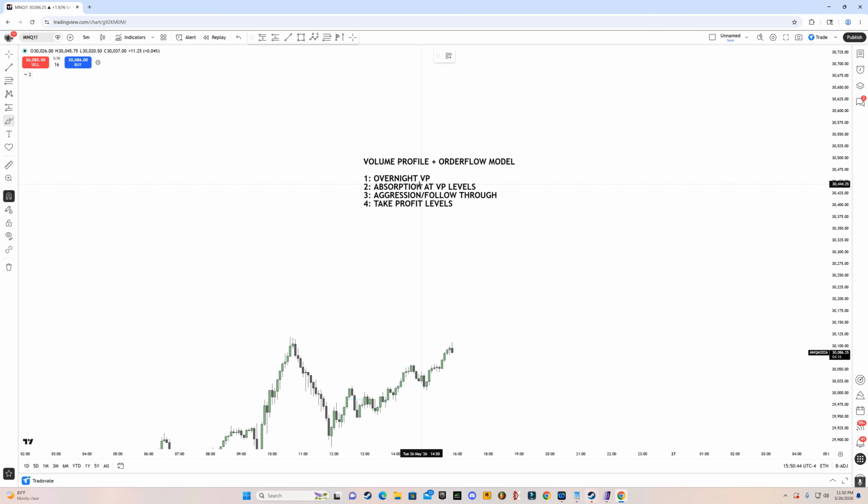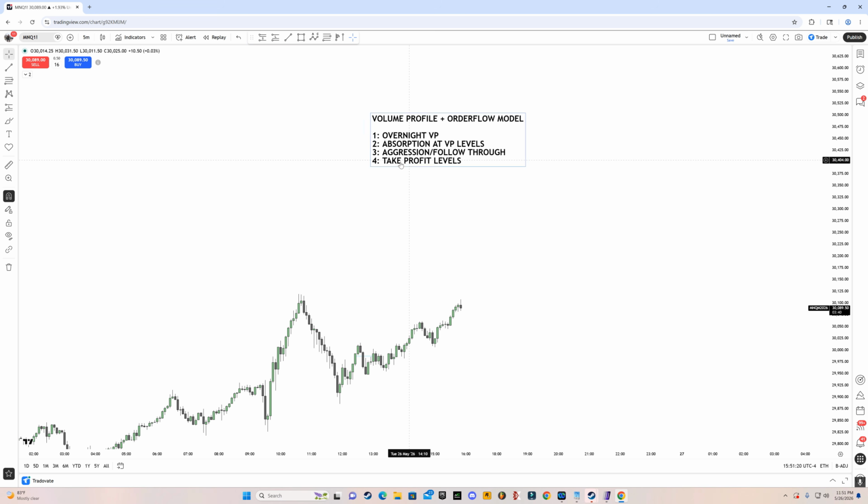So overnight volume profile. And this is what I'm going to be teaching you, with the order flow, right? I'm going to teach you how to look for absorption at the volume profile levels, which are value area high and value area low. And number 3 is aggression and follow through. This is necessary to take our entry. So first we have to see absorption at a key level, and then we have to see aggression and follow through. And then we need to have our key levels where we can take our profits, right?